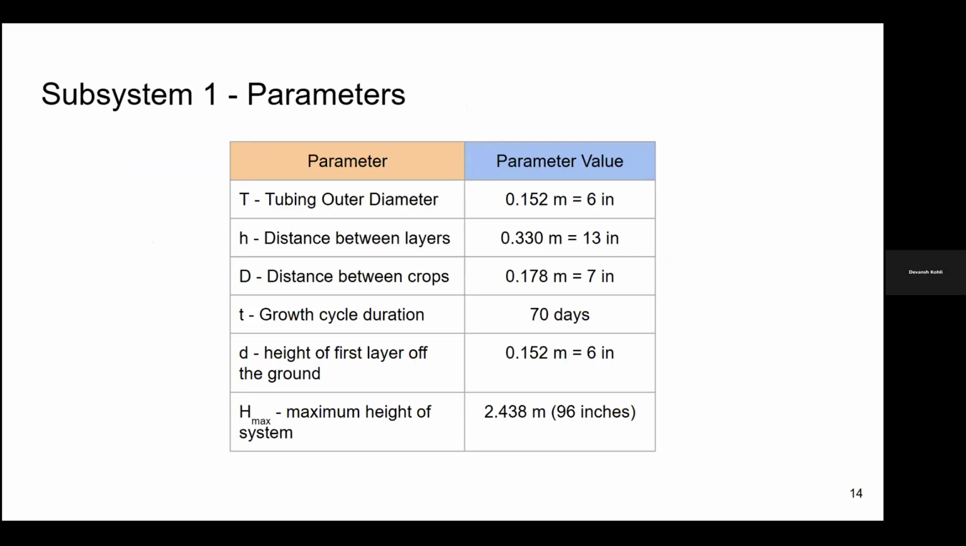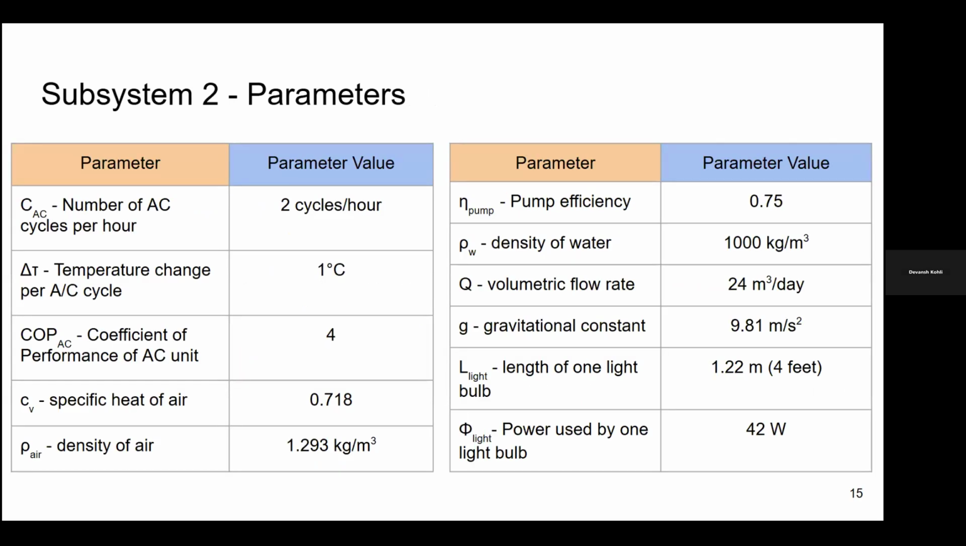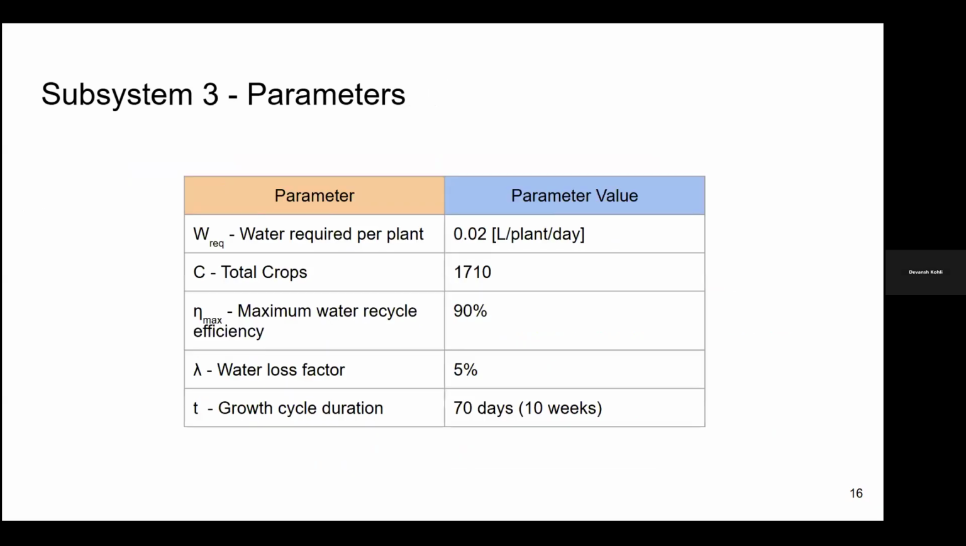These are the parameters for subsystem 1. These are the parameters for subsystem 2. These are the parameters for subsystem 3. It's worth noting that some of these parameters were shared across all of the subsystems and were combined for the final system.